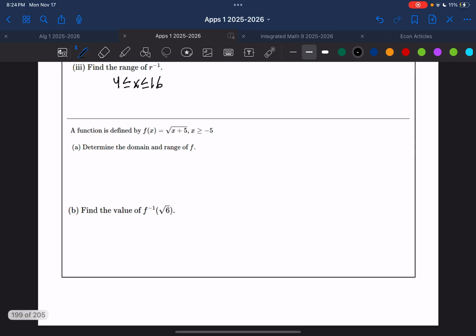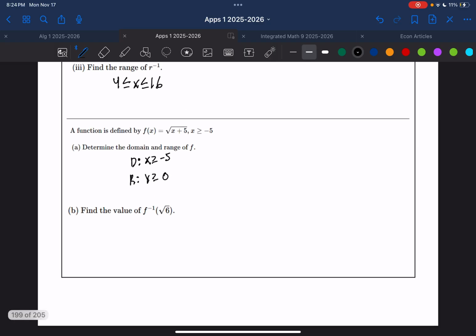All right, now we have this function here. You want to find the domain and range of this function, and you can go ahead and graph it and get a sense of what it's going to look like, and you'll see that the domain is x is greater than or equal to -5, and the range is y is greater than or equal to 0.